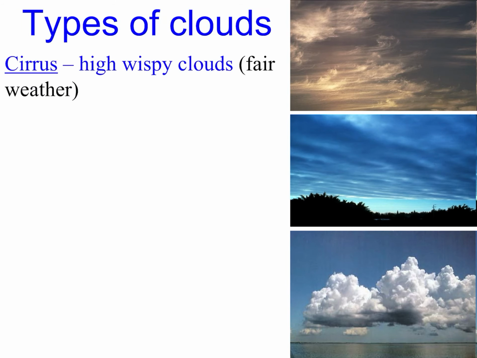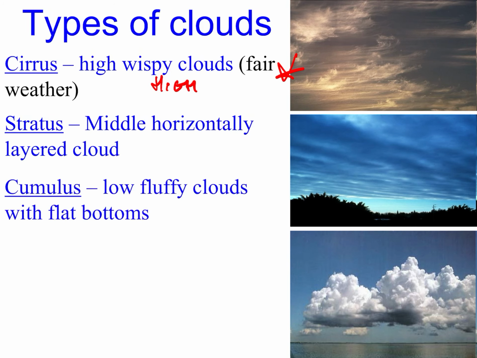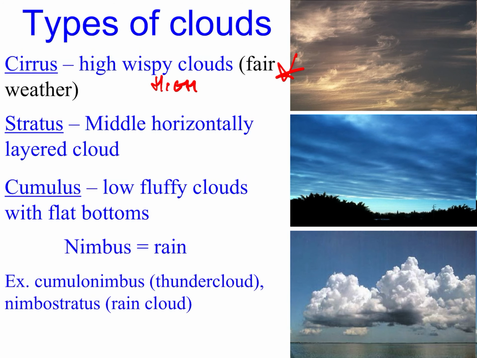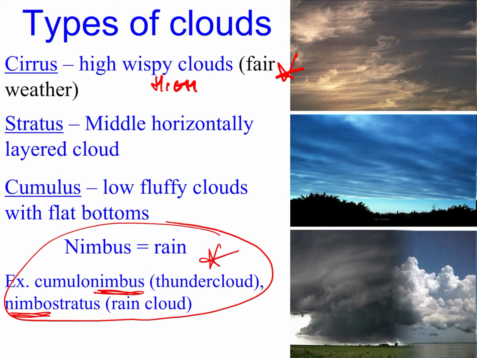There's many different types. Cirrus are the high wispy clouds that you see during your nice weather, so that's mainly going to be your high pressure. Stratus, middle horizontally layered cloud. It's nothing too crazy, still pretty nice. Cumulus, the low fluffy clouds with flat bottoms. Nimbus are the rain. So anything that has nimbus or nimbo, if it ends in nimbus or starts with nimbo, that's going to mean rain. And that's really the one that I want you to remember.